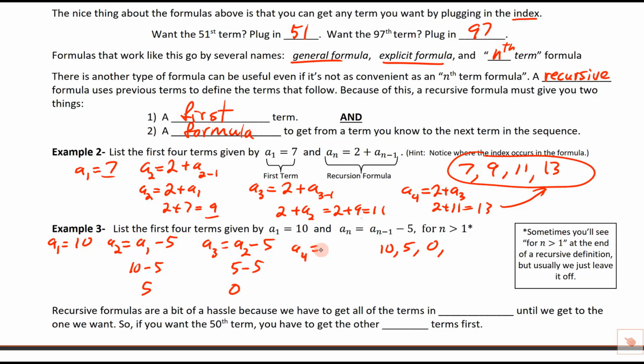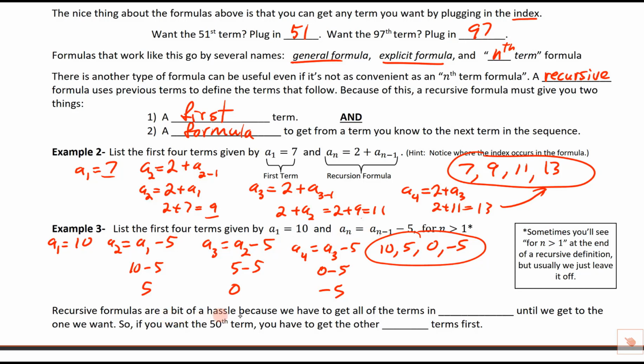And then hopefully you're seeing what the pattern is here. If we want the next term, we take the one before it. So this would be the third term, and we subtract 5 from it. So this is going to be 0 minus 5. So we end up with negative 5. Okay, so there are the first 4 terms that come from that recursive definition. Again, they gave us a starting point, a first term, and then they gave us a way to get from one term to the next term.